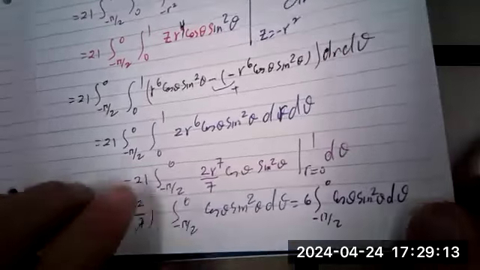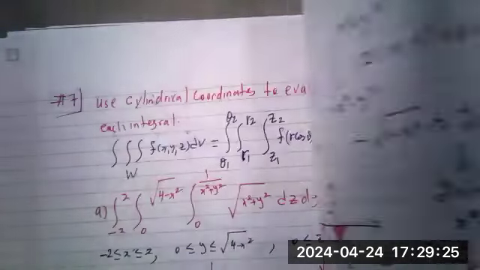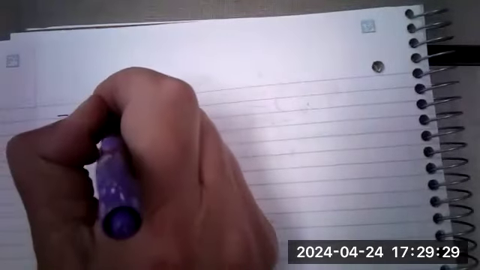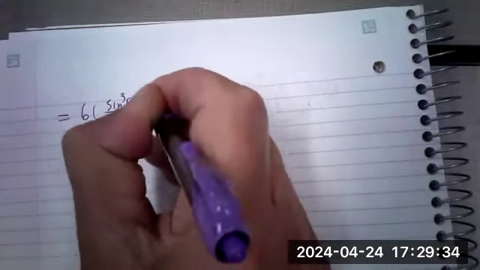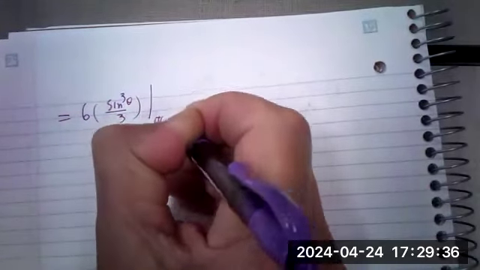I go to the next page and find it. It says, as I told you, it's in the book. Just wanted to say it. But again, the one you have is straightforward. So what it is, it's a 6. It's going to be 6 times sine cubed theta over 3, going from negative pi half to 0.